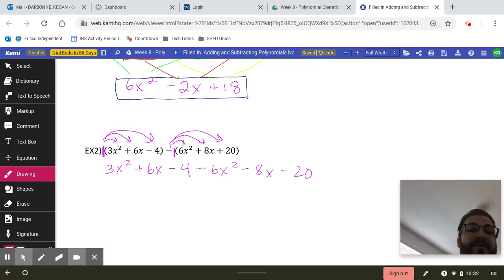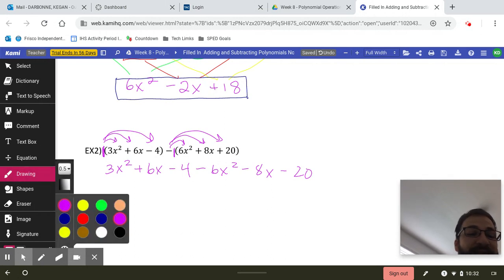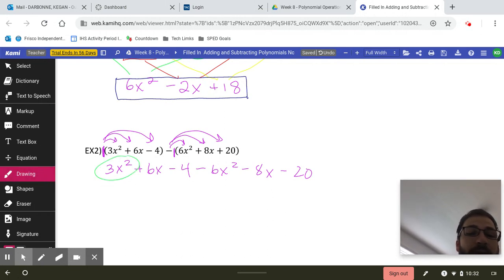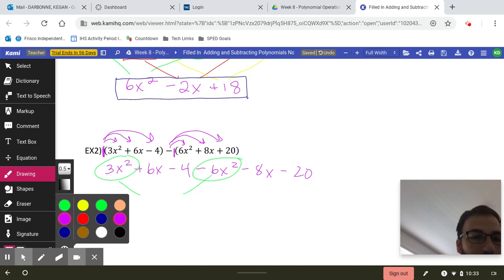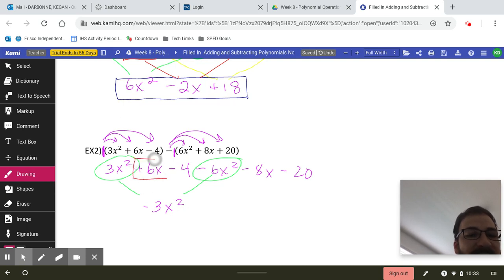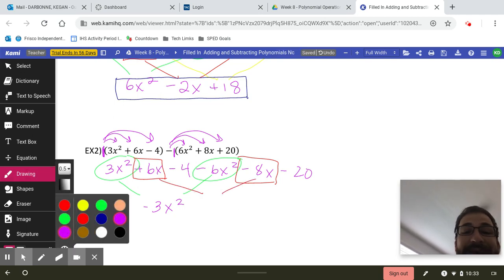So now, once I've distributed, then I'm going to combine my like terms just like last time. So 3x squared and negative 6x squared. So positive 3, negative 6, different signs, so we subtract. So 6 minus 3 is 3, and the negative is bigger, so it is negative 3x squared. And we keep on going, so our next one is positive 6x and negative 8x. Once again, the signs are different, so we're going to subtract. 8 minus 6 is 2. Negative is bigger, so it is negative 2x.